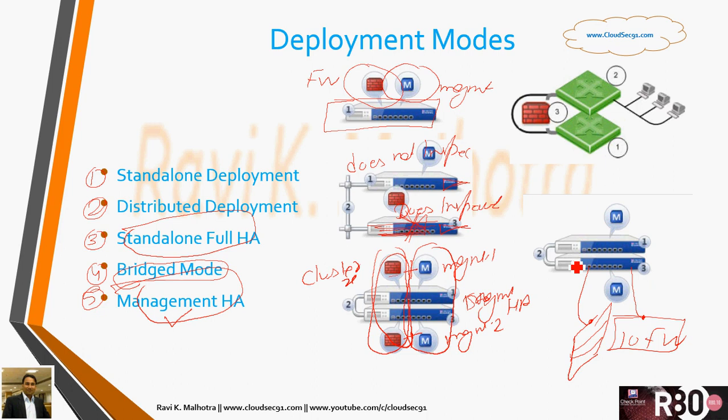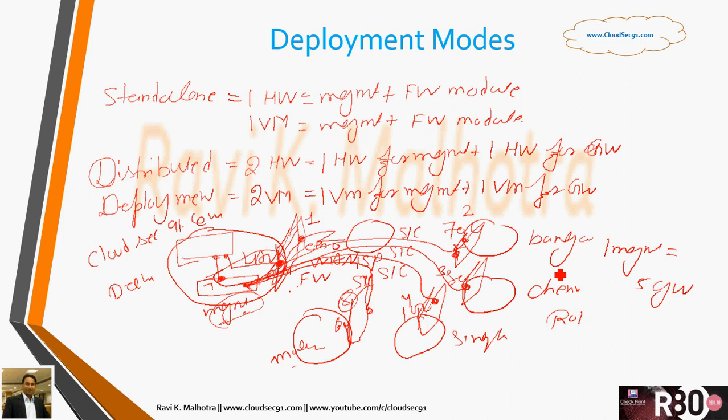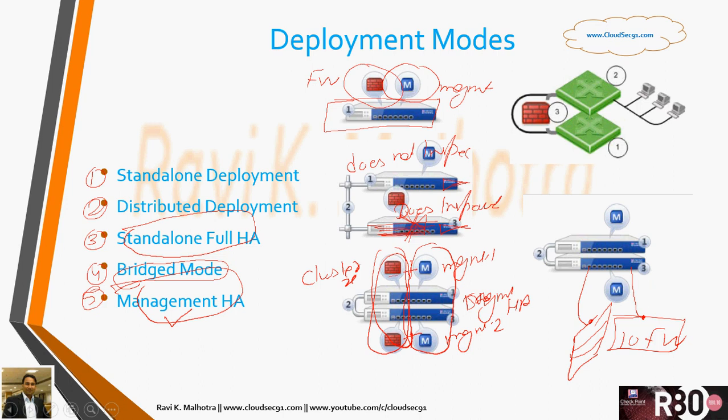Now I have two scenarios for you. The one scenario is an organization where there are not many changes to the security policies. If one management server goes down, we still have time. We can make it up and running.